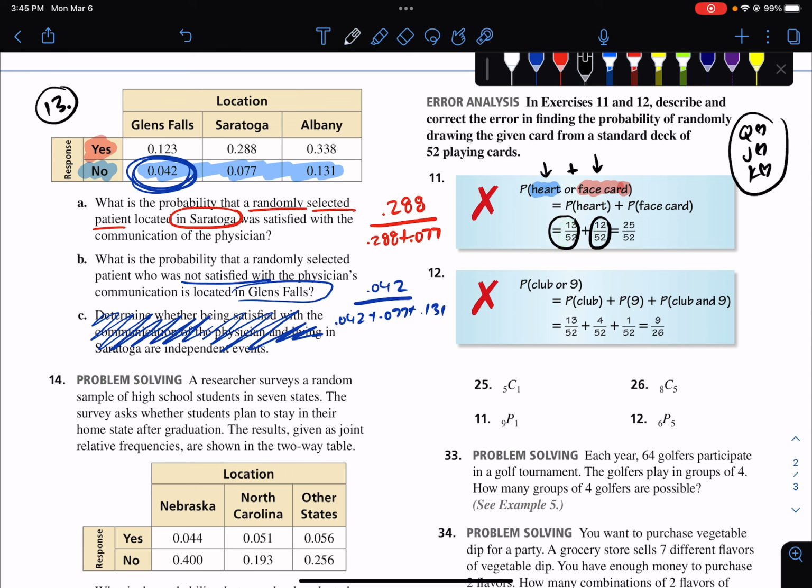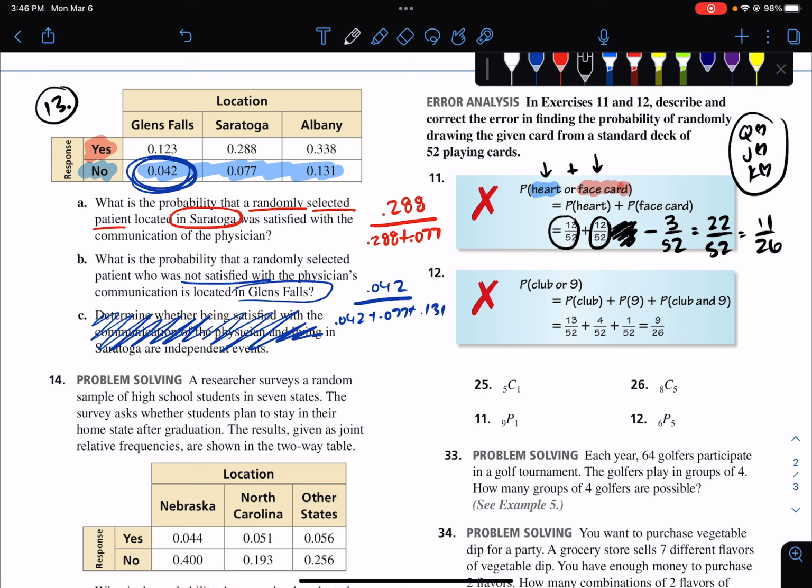So to do this problem correctly, you can't just add those together. You have to subtract the ones that you count twice. So it should be 13 out of 52 plus 12 out of 52 minus 3 out of 52. So that's going to be 13 plus 12 is 25 minus 3 is 22 out of 52, which will simplify to 11 out of 26.